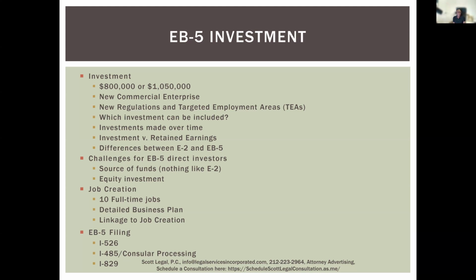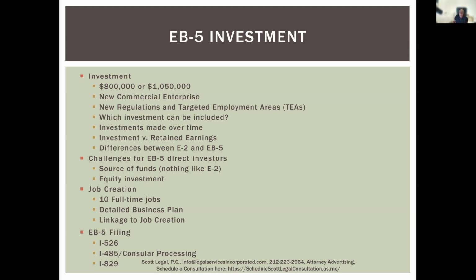And that's an enterprise that's been developed after 1990. And there are either regional centers, so it can be a more passive form of investment, or you can do direct investment where the business is your business or you're investing in another business. The different amounts, 800,000 versus 1,050,000, really depend on where you're investing. If you're investing in what's called a targeted employment area, so either a rural area or an area where the unemployment rate is 1.5 times the national average, then it's going to be the lower amount of 800,000. All the rest are going to be the higher amount.